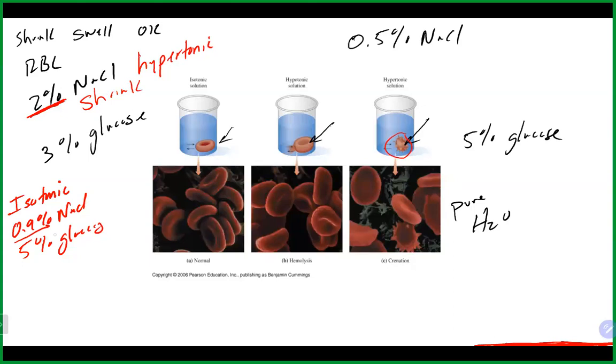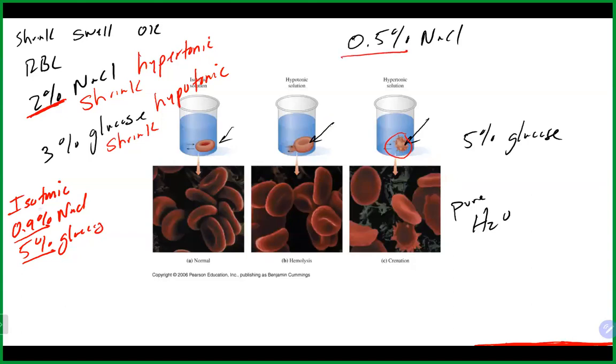3% glucose, 3% is less than 5%. So that would make this a hypotonic solution. Hypotonic solution means that outside the cell is less concentrated than inside the cell. That is going to make all the water basically run into the cell and start to swell it and probably burst in this case, which is known as hemolysis.